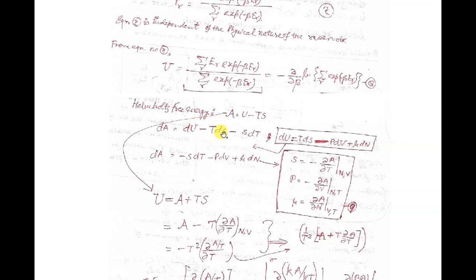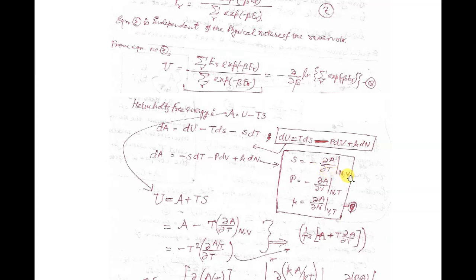So for this dU minus TdS we are substituting minus PdV plus mu dN. So from this relation dA equals minus SdT minus PdV plus mu dN, we have the value of entropy, the value of pressure, and now the value of chemical potential, provided we have the value of Helmholtz free energy.